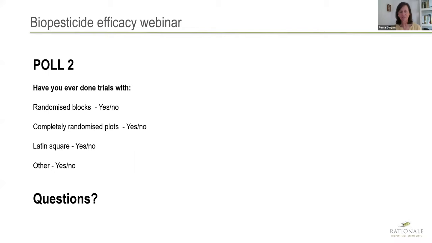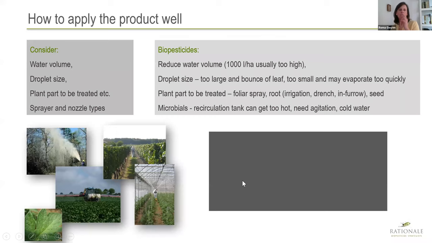Thanks. Right. Okay, good. So then the other part I want to think about is how we apply the product. We need to consider the water volume we're going to use, and droplet size. We need to think about the plant part that we're treating, and we need to really think about the sprayer we're using and the nozzle type.